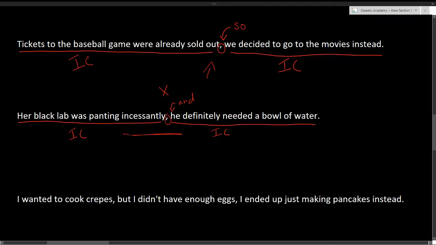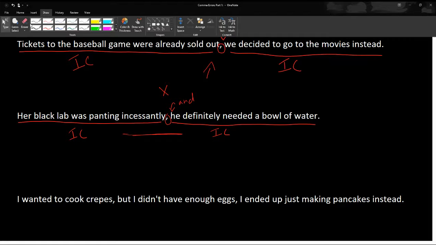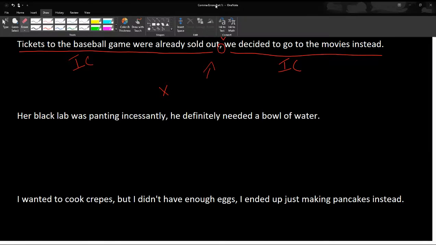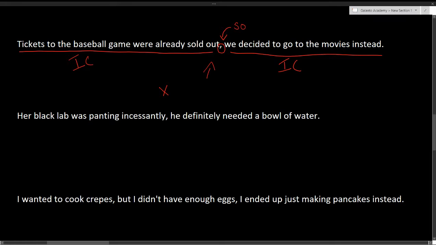But what we could also do is we could keep them as two separate sentences. The goal is not necessarily always to join them. We want our sentences to sound the best. So looking at it one more time, her black lab was panting incessantly. He definitely needed a bowl of water. Maybe we would just make that into a period. We already know that these are two independent clauses, which means that they can stand on their own. So we could turn that into two different sentences.